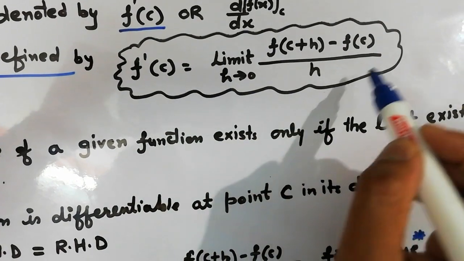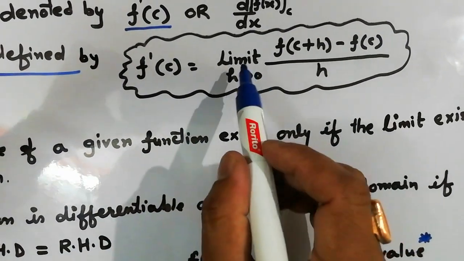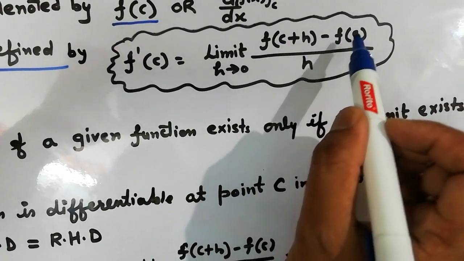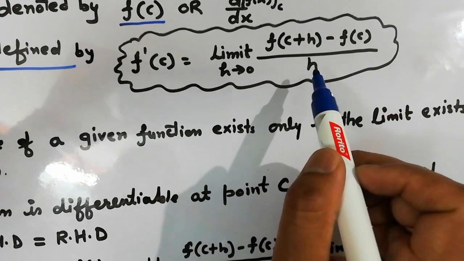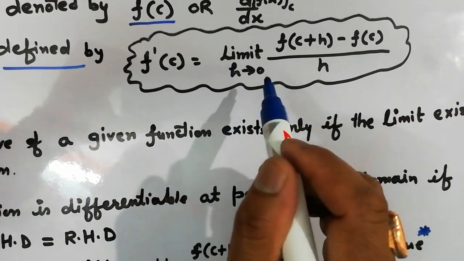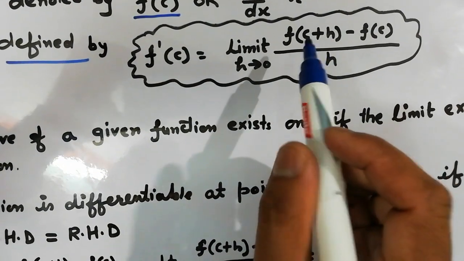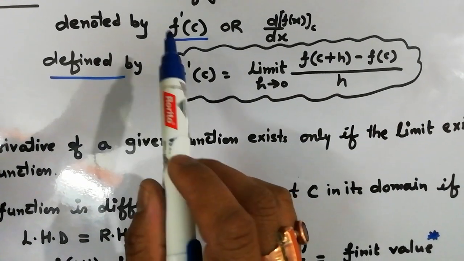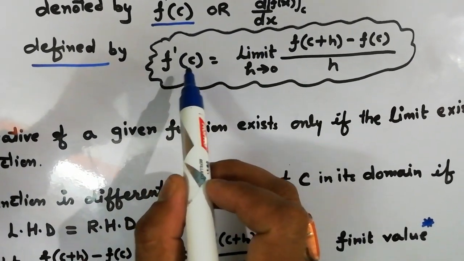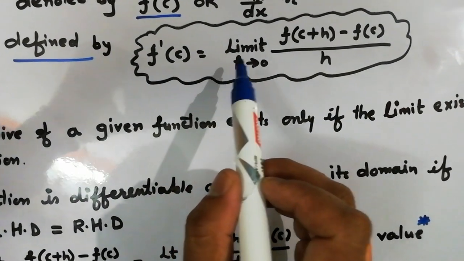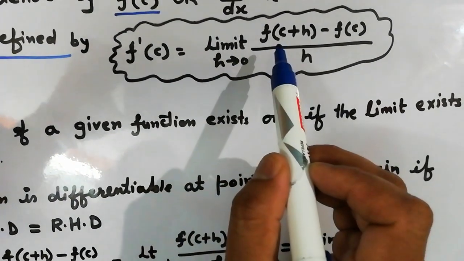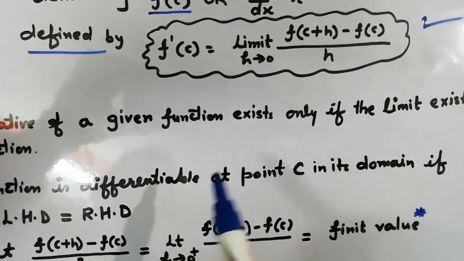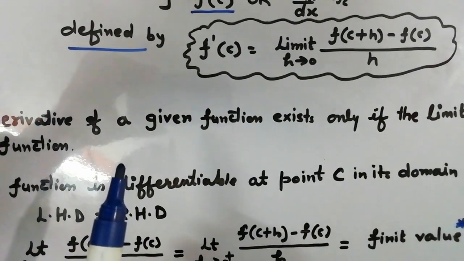You know this formula in limits: limit h approaches 0 of f of c plus h minus f of c upon h. You studied this formula in differentiation, that is, by using the first principle. So the differentiability or derivative of the function at that point, f dash c, is always equal to limit h approaches 0 of f of c plus h minus f of c upon h. This is your formula to find the derivative at a given point.